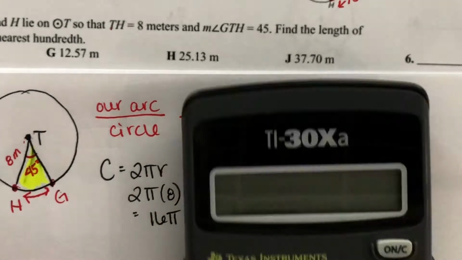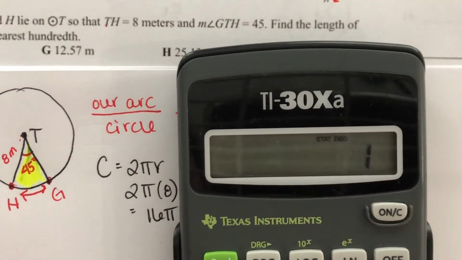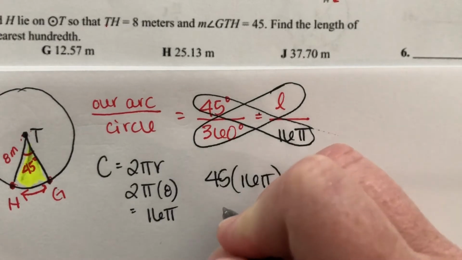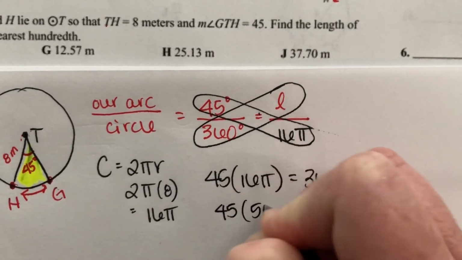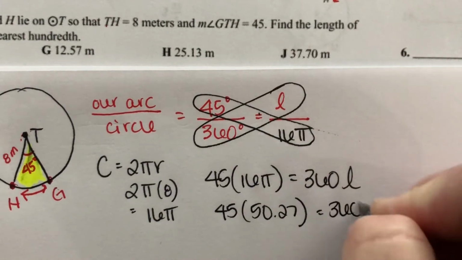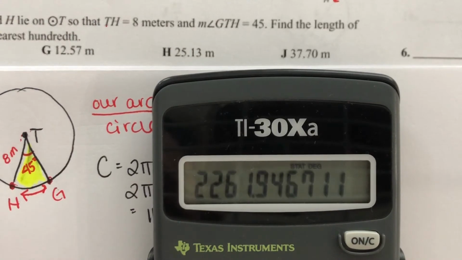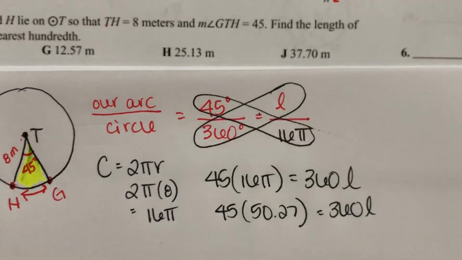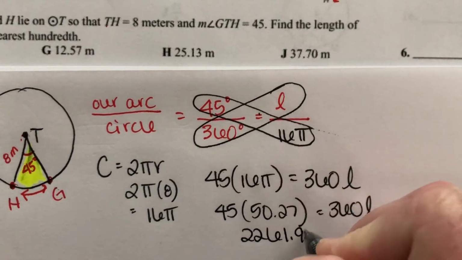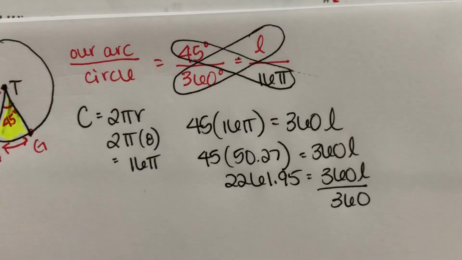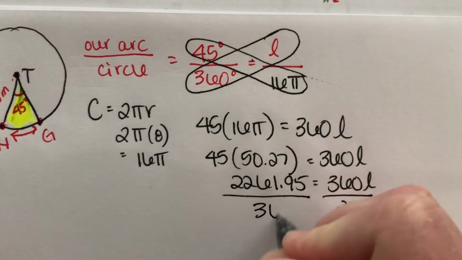All right, so 16 times pi equals 50.27. It says round to the nearest hundredth, so we're going to round that to 50.27. 45 times 50.27 equals 360 L. Then I want to multiply it times 45. 2261.95. 2261.95 equals 360 L. And then I want to divide both sides of my equation by 360.